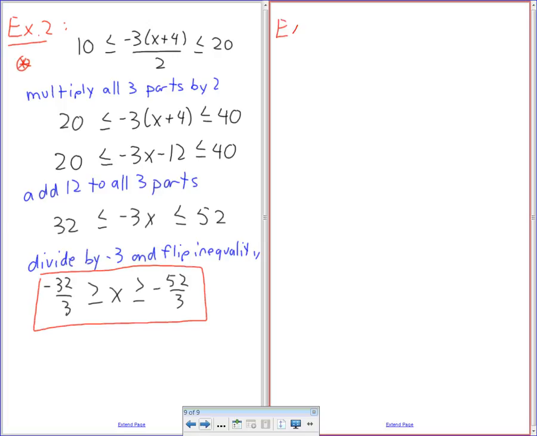Example 3 says, okay, be brave please and try that one. That says -2 bracket 3x plus 5 over -3.